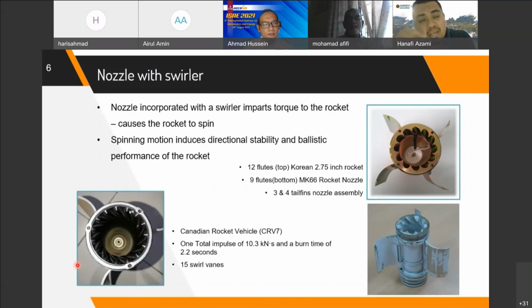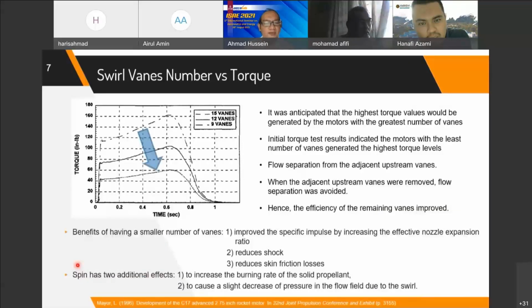So if we have many vanes with narrow slots, will it increase the torque? That is what the authors anticipated previously. They first anticipated that with a greater number of vanes, it will increase the torque, but that's not what they observed. The more vanes, the less torque produced. So there is an optimum number actually. They didn't observe the optimum number here.